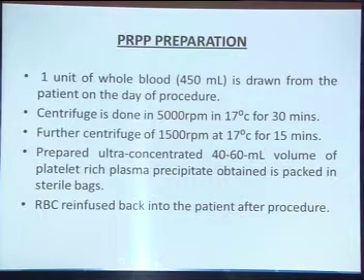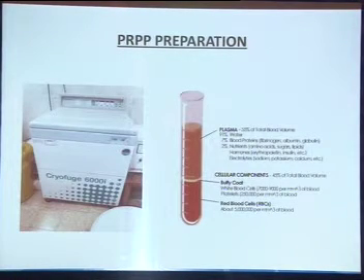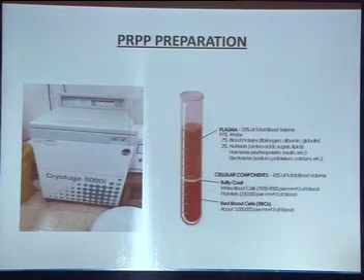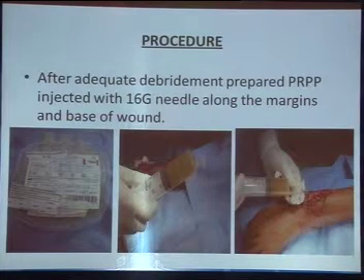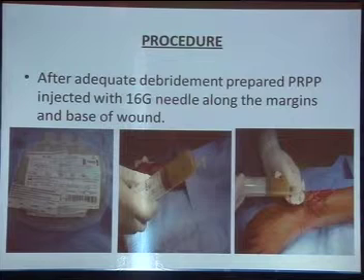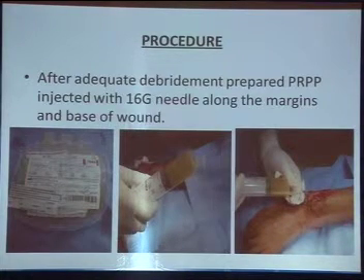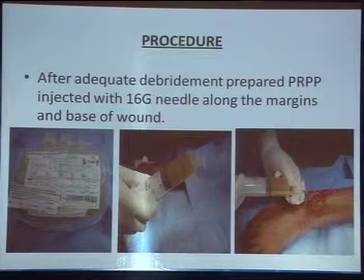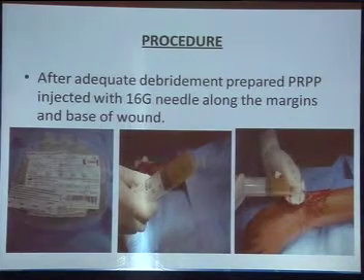This ultra concentrate is packed in sterile bags, and will be injected into the patient on the same day in the OT. The rest of the preparation, the RBCs, will be reinfused to the patient on the day of the procedure. This is the centrifuge machine which we have in our blood bank. This is the platelets in the buffy coat, and the plasma which also has some platelets. So we have this platelet-rich plasma. We pack it in sterile bags, and in the OT, after proper debridement, with a 16 gauge needle we inject the platelet-rich plasma precipitate along the margins and along the base of the wound.